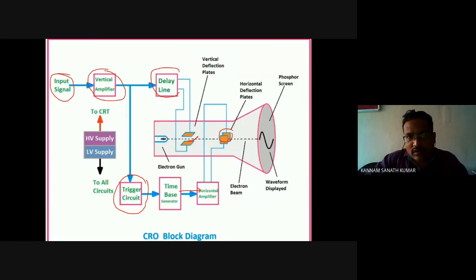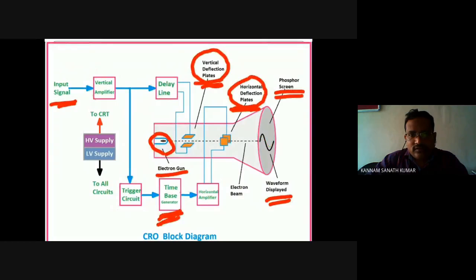And this is the electron gun. The electron beam passes through the vertical deflection plates as well as the horizontal deflection plate, and it strikes the phosphor screen. Whatever the waveform is, suppose it is a sine wave, it will be displayed on the fluorescent screen. So this is the basic diagram for the basic CRO.